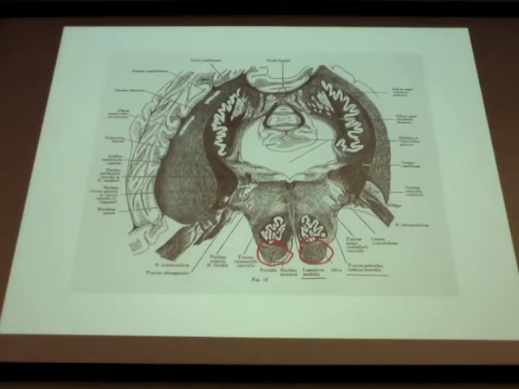Just to give you some other landmarks, we're going to be talking about this shortly, but this is called the inferior olivary nucleus. This is the middle cerebellar peduncle, or the brachium pontis.